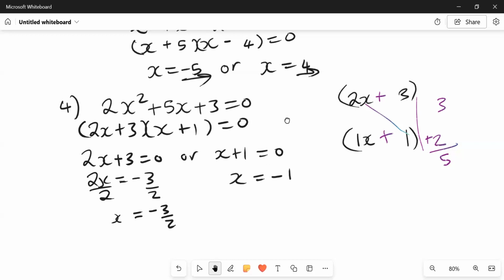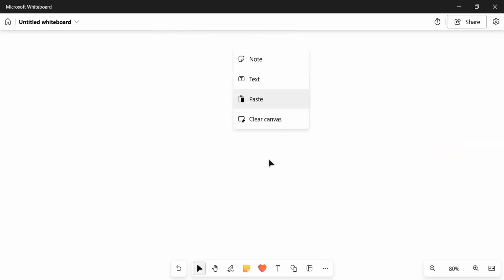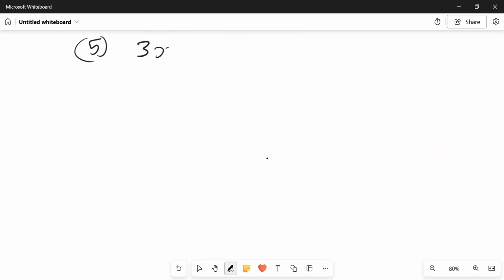We're done with example 4. Then we move to example 5. Example 5, you are given 3x squared plus 3x minus 18 equals 0. Here, obviously, already you have 0 on our right hand side and then everything on our left hand side. Next thing, you take out the common factor. So you have your x squared plus x minus 6 equals 0.